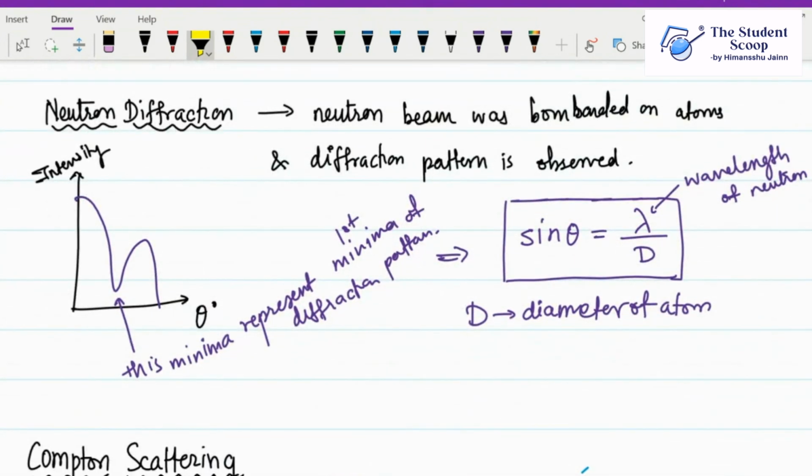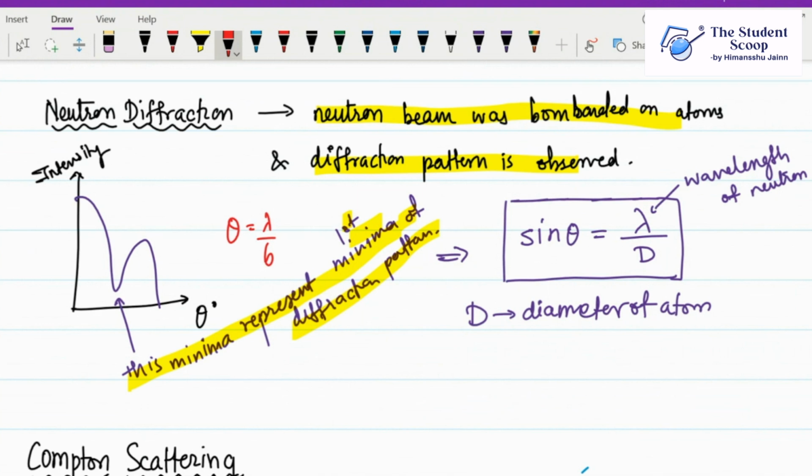Now, neutron diffraction. I don't think this formula is in your syllabus, but a neutron beam is bombarded at the atom and a diffraction pattern is seen. If there is a pattern like this on an intensity versus theta graph, then the first minimum on the graph is the position of the diffraction minimum. The diffraction minimum is given by theta equals lambda by b. That is very similar to the formula I wrote here, but don't remember this formula, as it is not in the syllabus anymore.